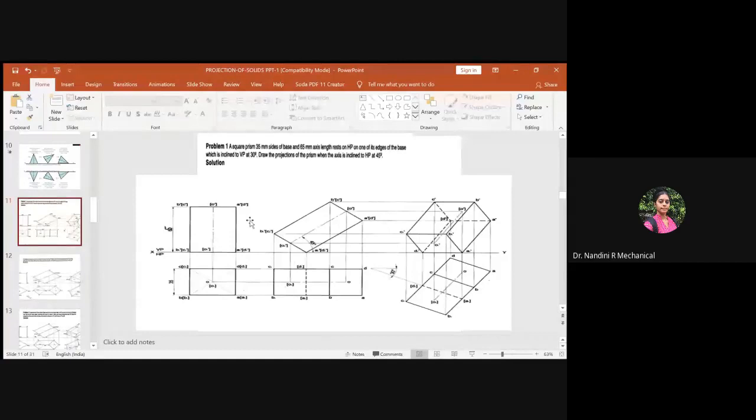So currently we will focus on our second problem related to projection of solids. I will just share the problem. Right? So this is the second problem. The first problem we have dealt with already, related to the square prism. This was a square prism with a base of 35 mm and an axis of 65 mm, which was resting on one of its edges. How to solve the problem, I have explained already in the previous class.